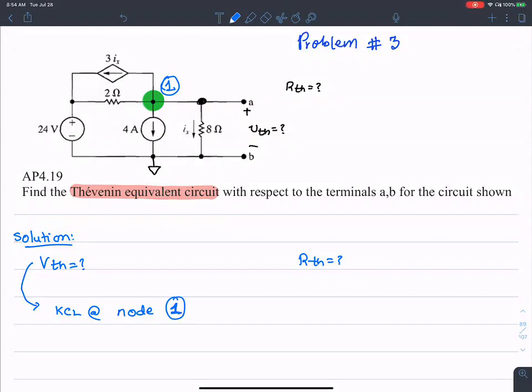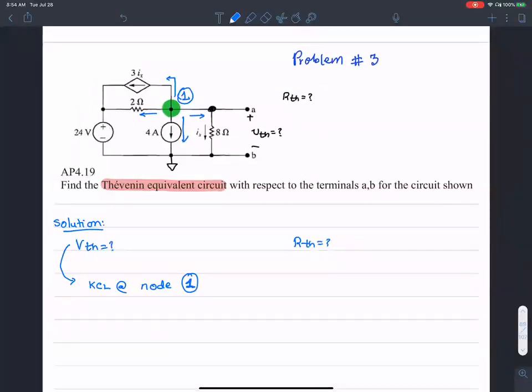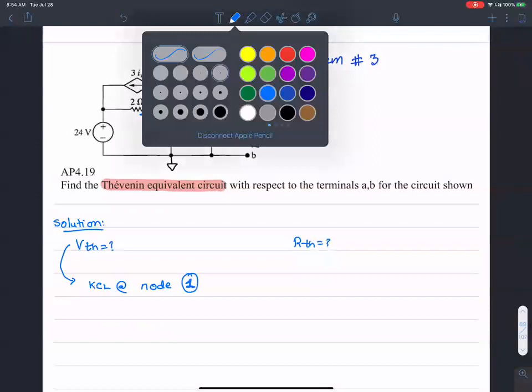KCL at node 1. There are a bunch of currents here. There is one current going west, one current going north, a current going south, and a current going in the eastward direction. So there are four currents at node 1. Let's see if we can add them up.